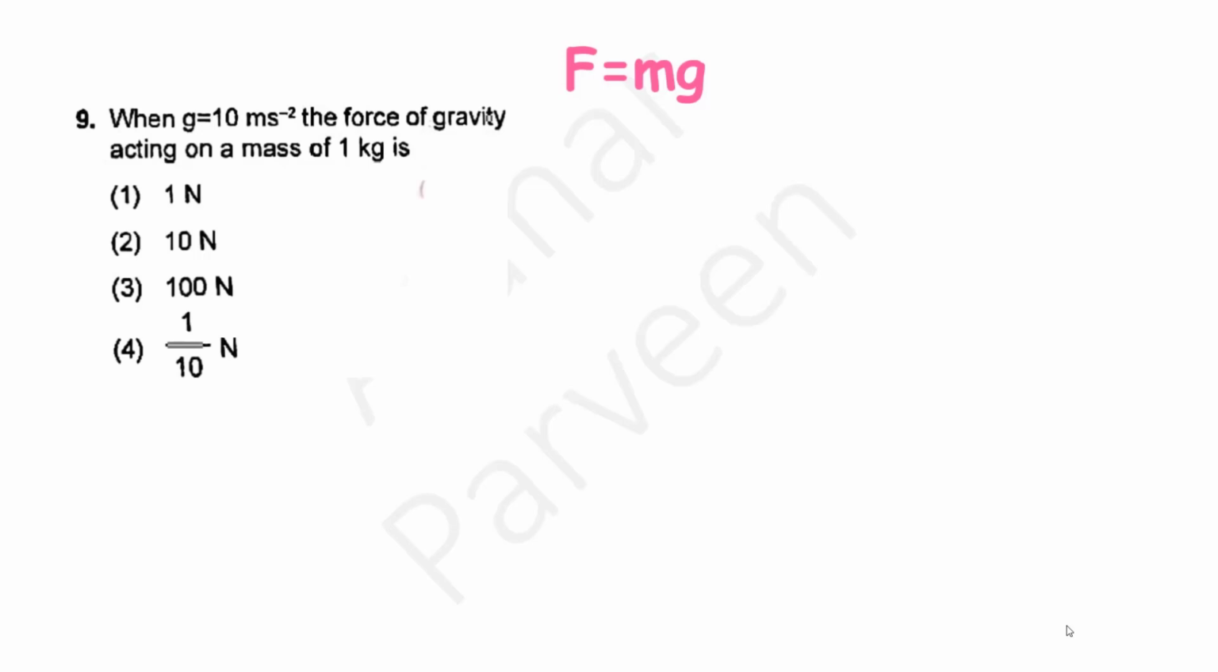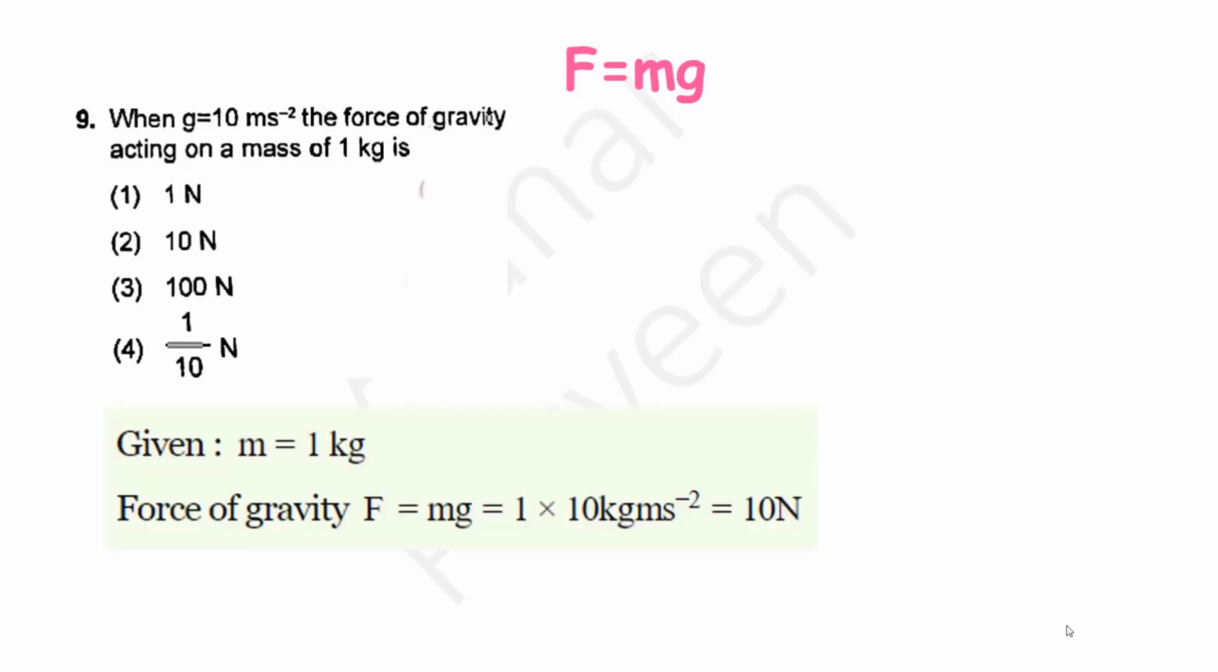There was a 1 mark question asked in your previous year question paper. When g is equal to 10 meter per second square, the force of gravity acting on a mass of 1 kg is, just apply F is equal to mg. You substitute: they have given that mass is 1 kg. We know that g is 10 meter per second square. Just apply it, and of course, what will be the unit of force? It should be Newton, right? Whether it is normal force or force of gravity, its unit will be Newton. So the answer will be 10 Newton.